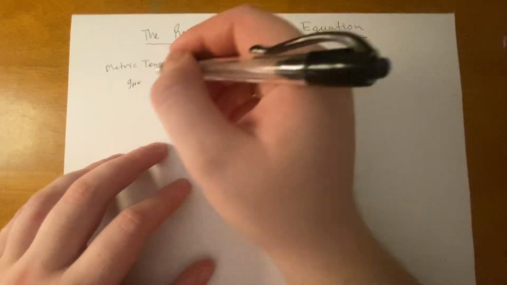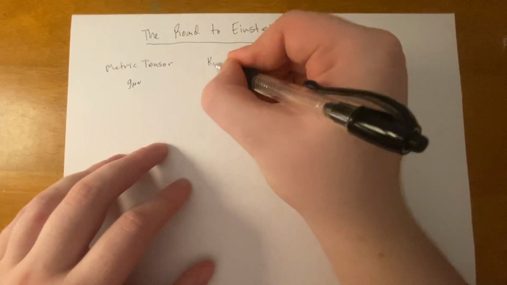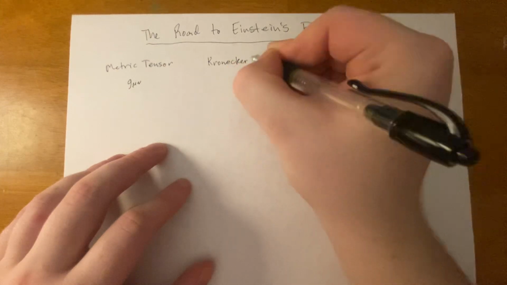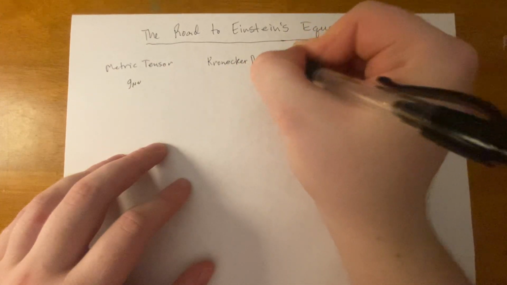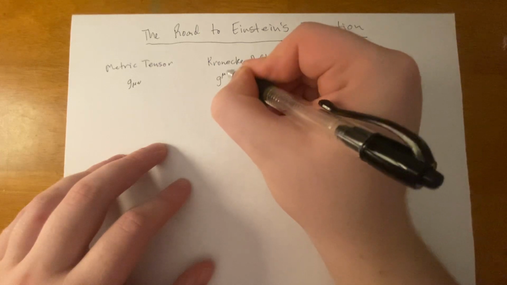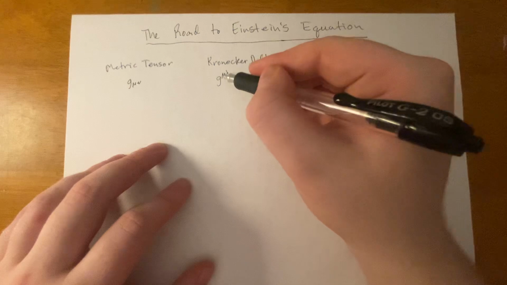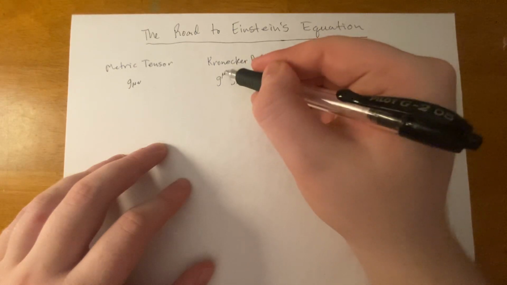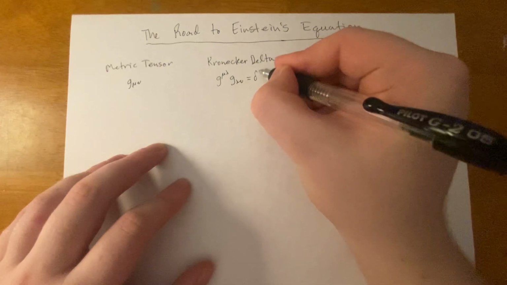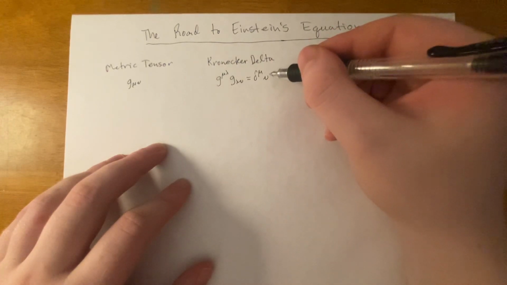Now this also has an inverse, so Kronecker delta. And it looks like you apply the inverse, which is this right here, to the metric, and you get this. Now this is essentially the identity matrix.